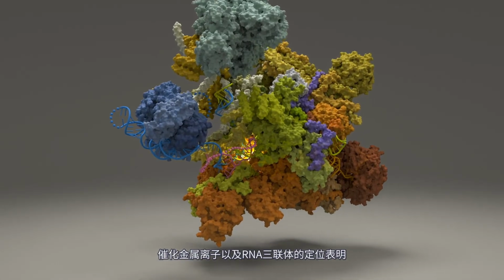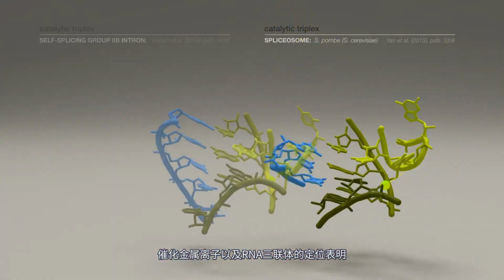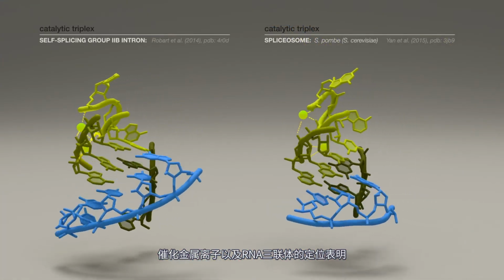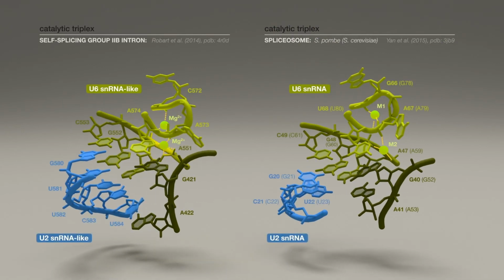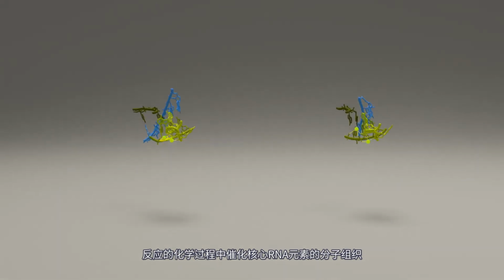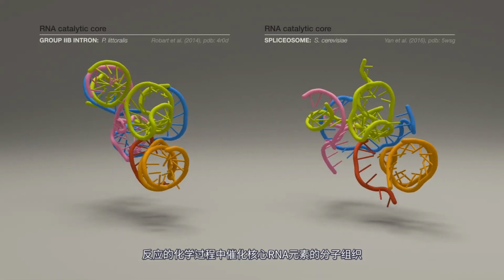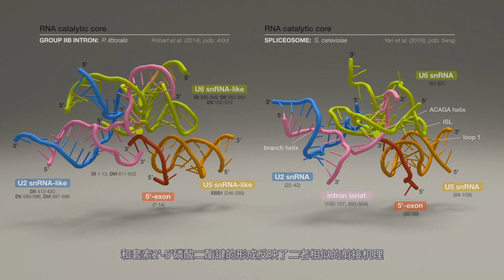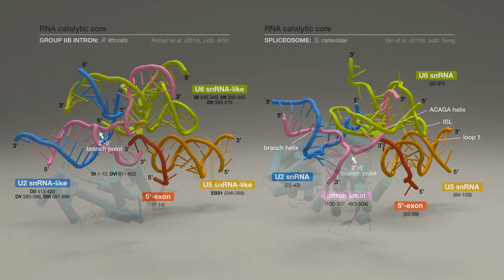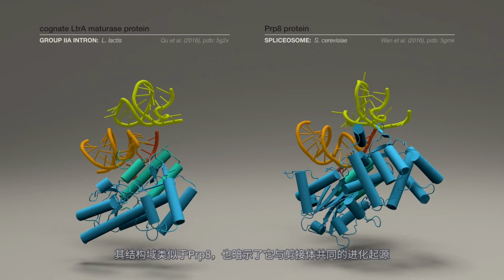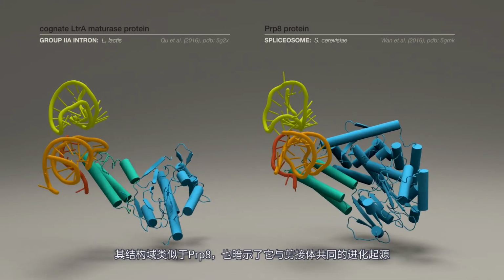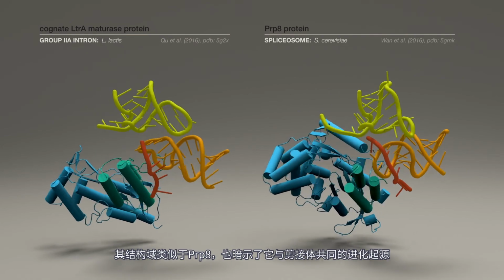The positioning of the catalytic metal ions, as well as the RNA triplex, suggests that the spliceosome shares common evolutionary ancestry with the self-splicing intron. Molecular organization of RNA elements in the catalytic core during reaction chemistry and formation of the lariat 2',5' phosphodiester bond reflect mechanistic similarities in splicing. Group 2 introns can encode a maturase protein with a domain architecture similar to PRP8, pointing also to common evolutionary origin.